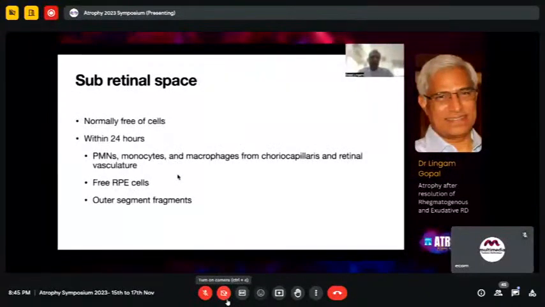The subretinal space is normally free of cells, but within 24 hours of retinal detachment, it has polymorphonuclear leukocytes, monocytes, and macrophages emanating from the choroidal capillaries and the retinal vasculature. There are free RPE cells and outer segment fragments, as has been explained already.